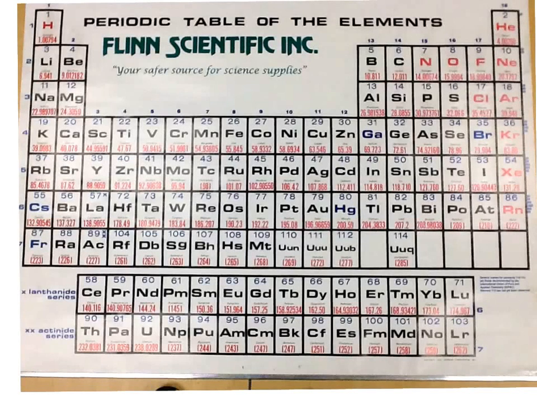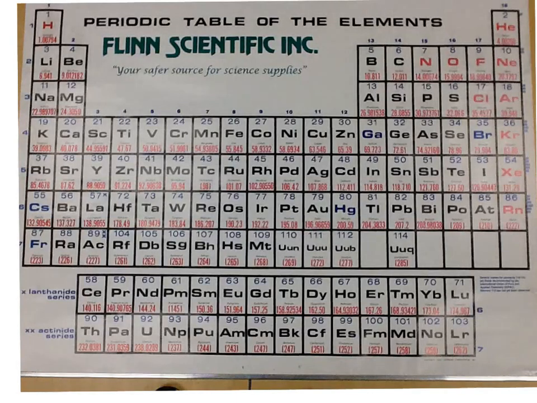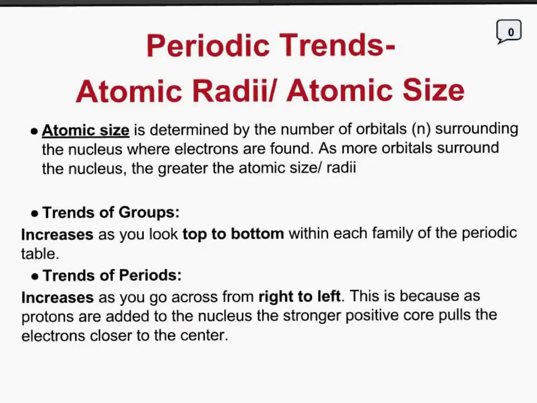This is the periodic table of elements. And today what we're going to talk about is periodicity. All right, let's start with atomic radii or atomic size.